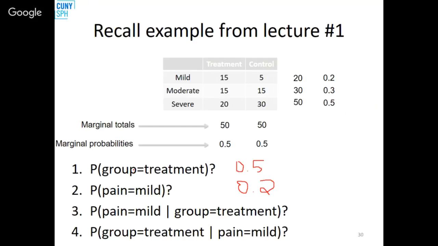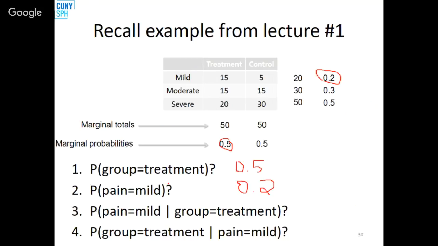Remember that both of these are what we called marginal probabilities, because the probability of being in the treatment group doesn't depend on your self-reported pain. It's over all of the different self-reported pains, so it can be recorded in the margin, 0.5. And the probability of mild pain is over in this margin right here. It's not conditional on being in the treatment or control group.